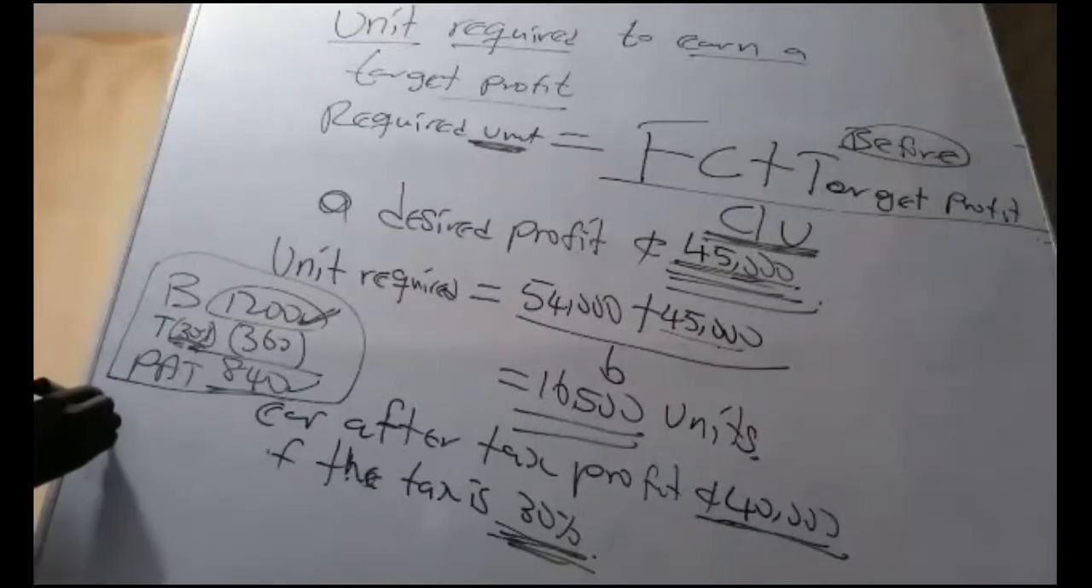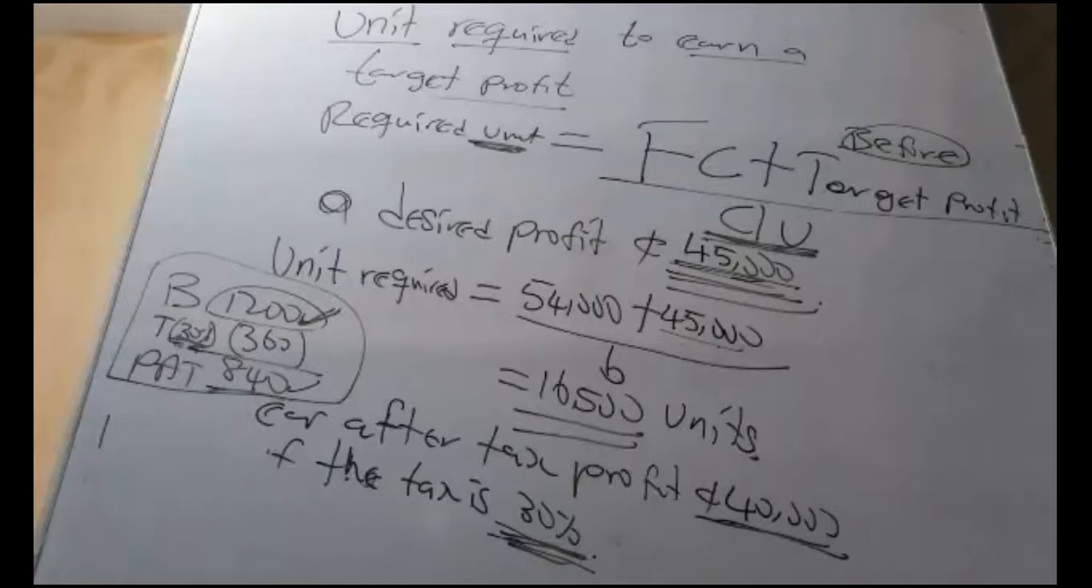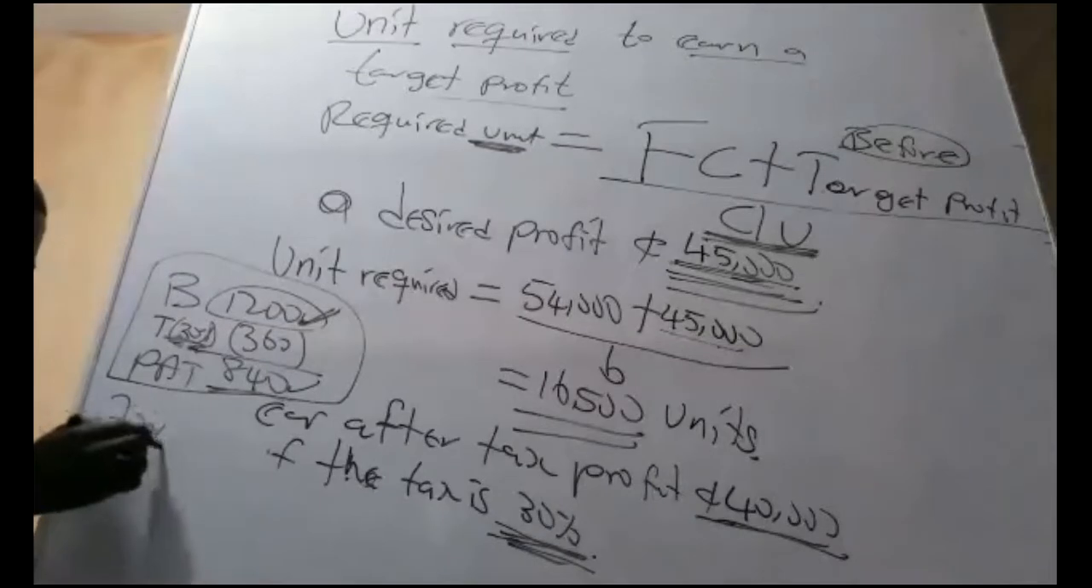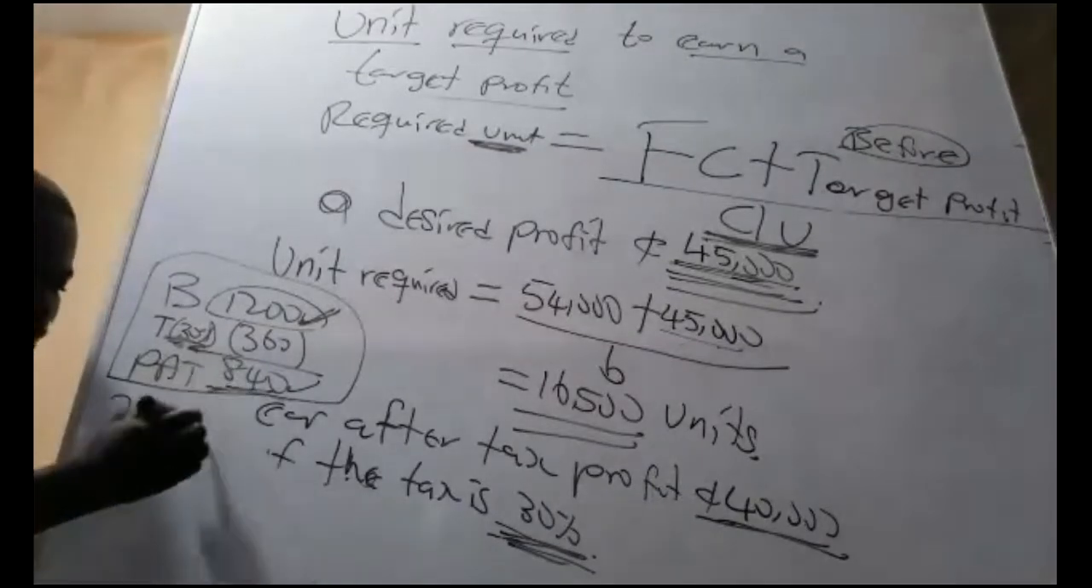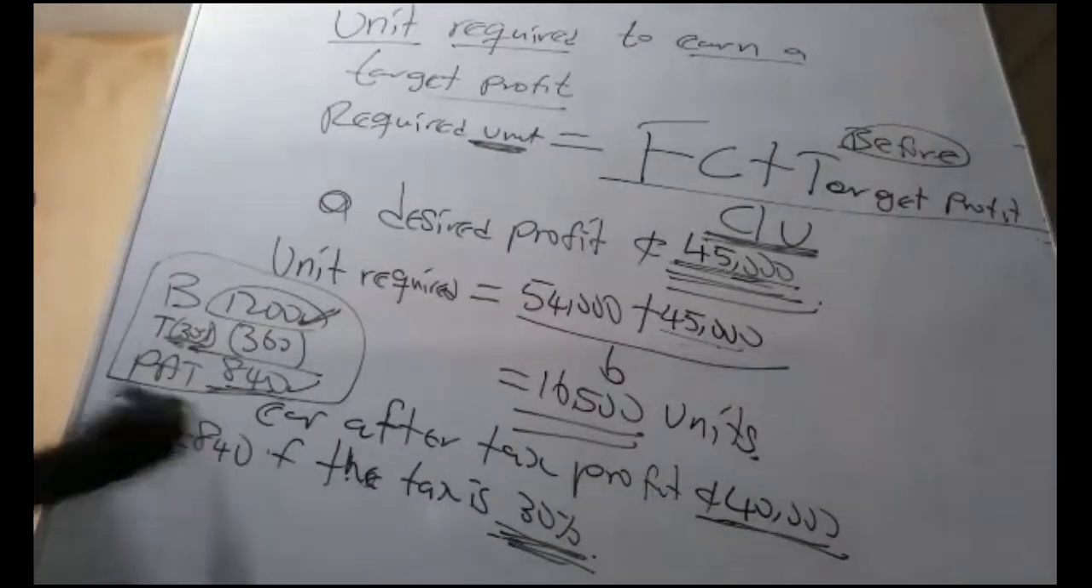And we are saying that the profit after tax is always net of tax. The profit before tax is always 100, and the profit after tax is net of tax. So if the tax rate is 30, it means that the profit after tax will be 70%. And this 70% is equal to 840. Agreed.